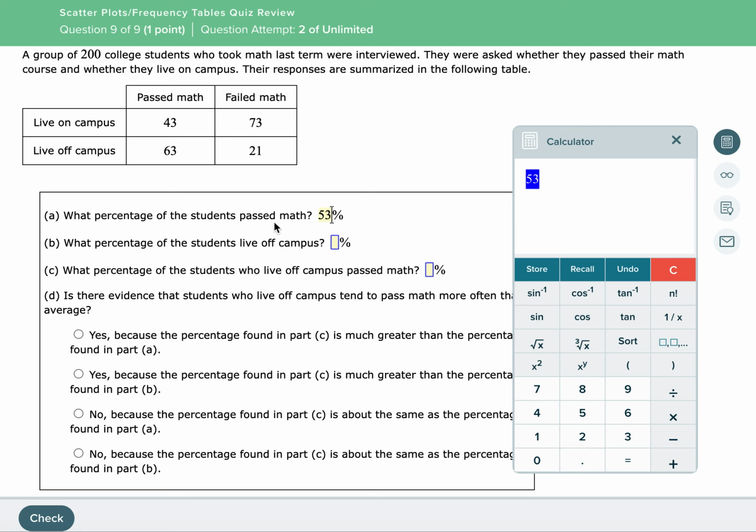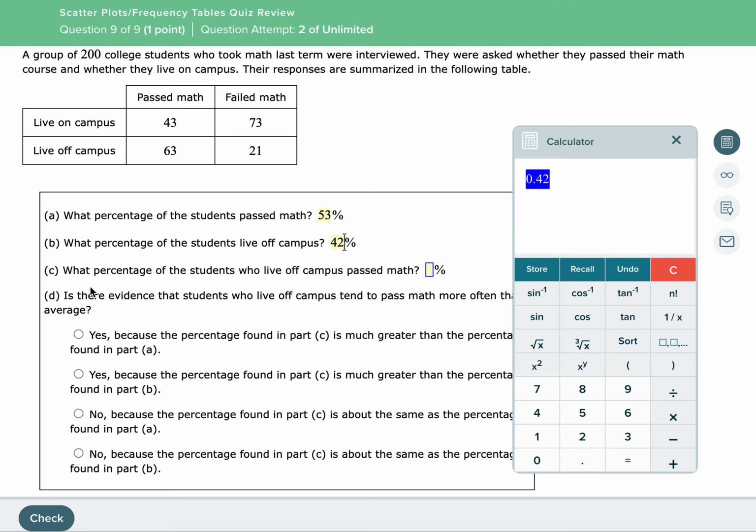All right? What percentage of the students live off campus? Well, that's all these guys. This is 63 plus 21, right? So 63 plus 21. So 84 divided by, again, 200 total students. So that's going to be less than 50%, right? Yeah, it's 42%. Move that decimal place 2 spaces.